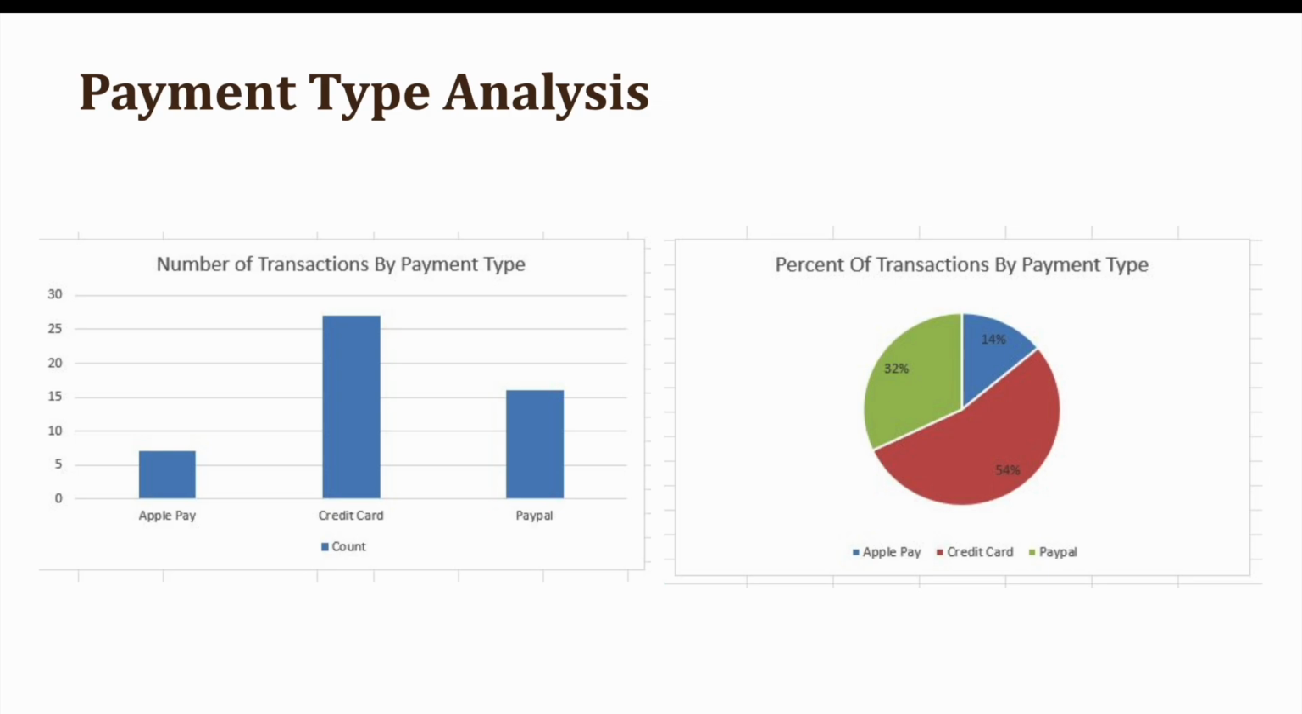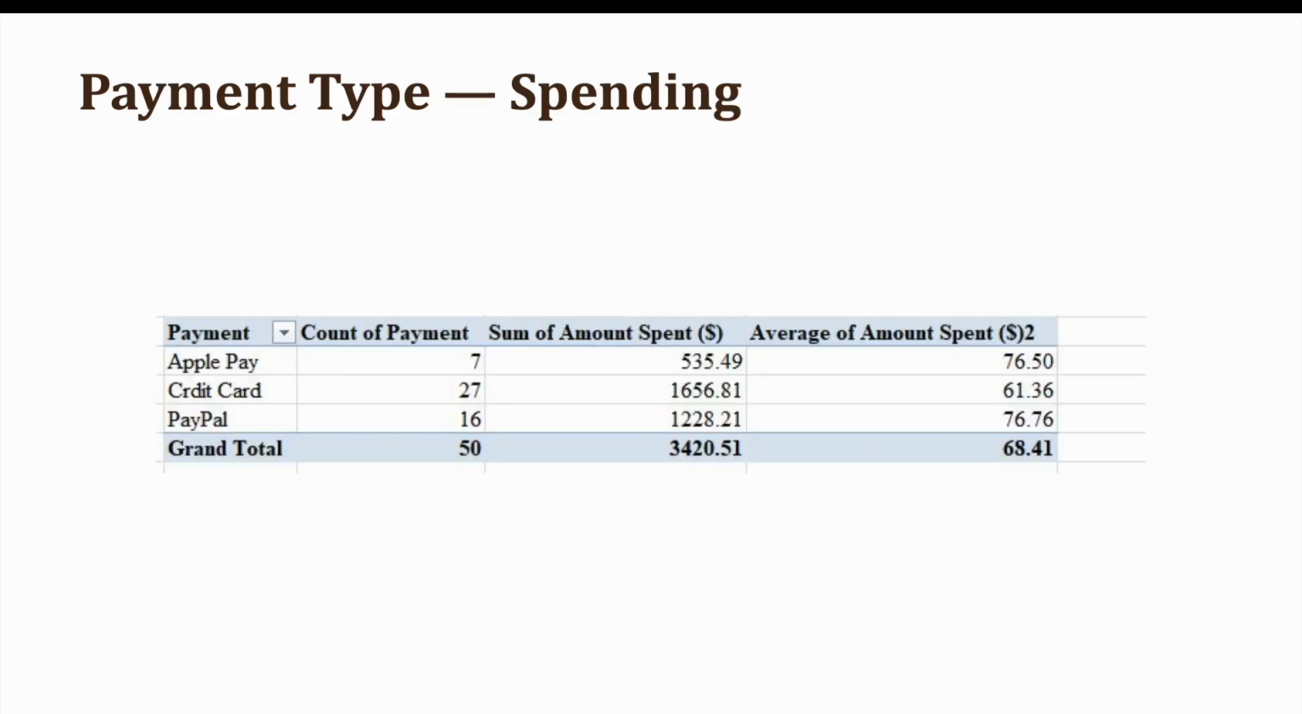So if you only looked at this chart, you'd focus on just credit cards, right? Not exactly. Because when you look at how much each group spends, the story flips. Apple Pay users average around $76.50 per order, with PayPal users averaging $76.76. But credit card users only $61.36. So the two least popular payment methods are associated with roughly $15 more per transaction.